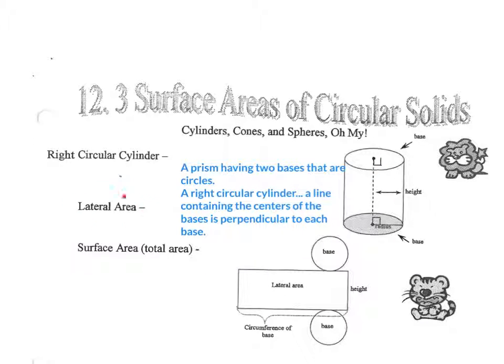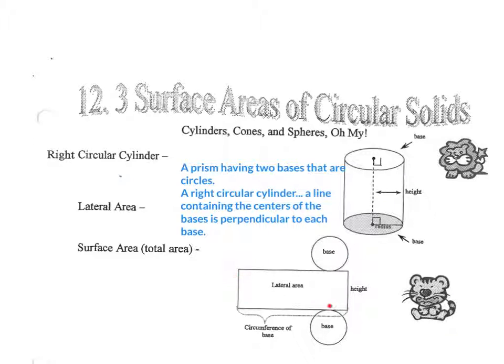Now the lateral area of a cylinder is actually pretty neat. This right here is the lateral area, and you can think of it this way: if you had a can and you cut the side and you unrolled it, this right here would be the lateral area, because it would end up making a rectangle. If you unroll it, this would be the figure you had attached to the two bases.